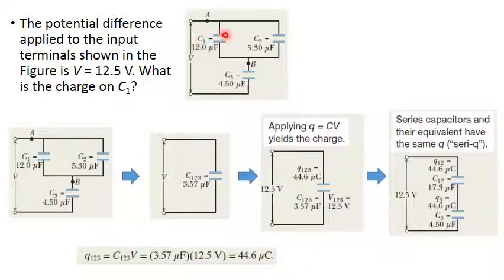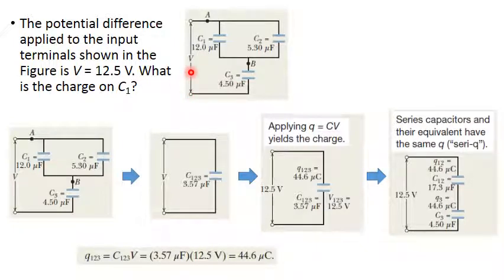To find out the charge on the capacitor C1, we said that before Q equals C multiplied by V. So if I have the potential at C1, I can obtain the charge on C1. So it is required to find out the potential at C1. Here, the potential difference on the total combination of C1, C2, C3 is 12.5 volts.